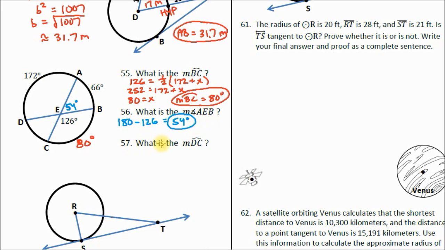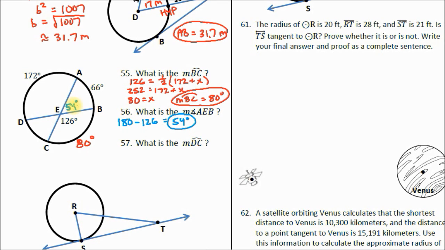Okay, last question. What is the measure of arc DC? So this arc right here. Now we can't use semicircles because I don't know if chord DB is a diameter or not. I don't know whether chord AC is a diameter or not. In fact, I know it's not, because look, 80 plus 66 is 146, not 180. So that can't be a diameter.